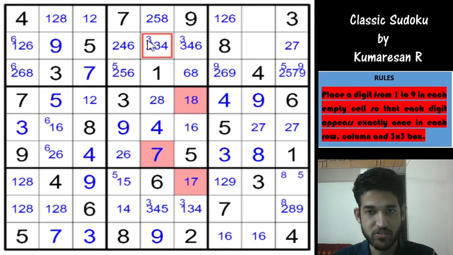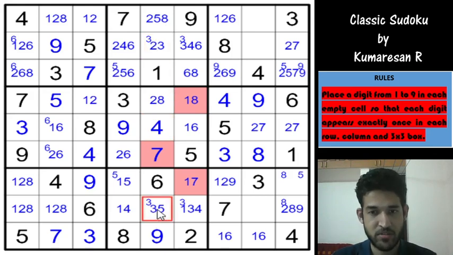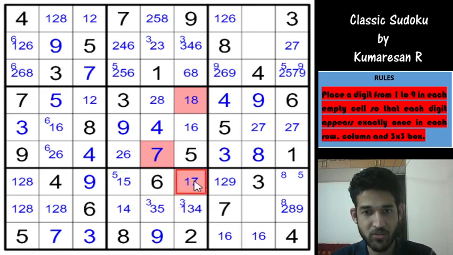Okay, so 4 is here, so that's not a 4, that's a 2 and 3, not a 4, 3 and 5, and there is only one cell for the 7 in this box, so that has to be a 7 now. And can we get something here?